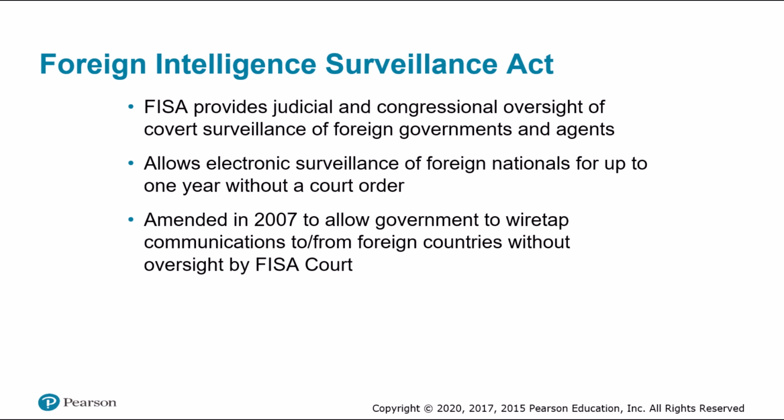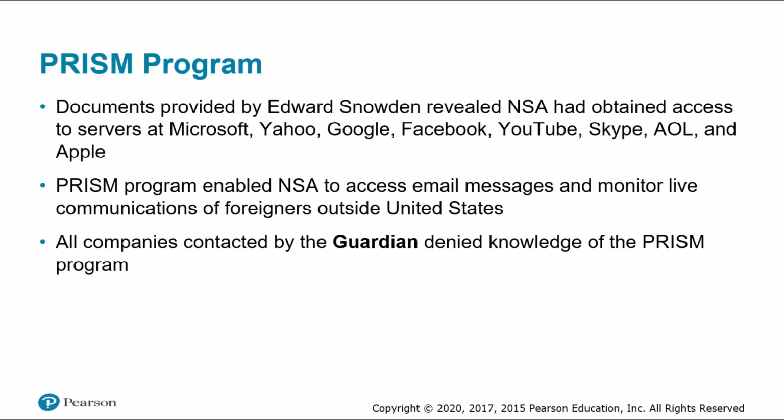FISA was amended by the Protect America Act of 2007. This act allows the U.S. government to wiretap communications beginning or ending in a foreign country without oversight by the FISA court.